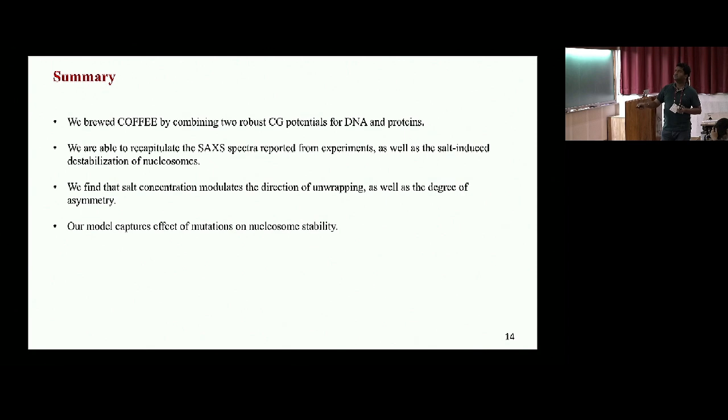And this is the summary. So we have a robust framework where we have combined the coarse-grained potentials for DNA and proteins. We are able to recapitulate some of the experimental observations. And we do find that salt concentration can modulate the direction of unwrapping as well as the asymmetry. And we were also able to look at some mutations.